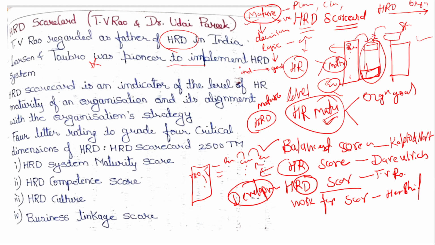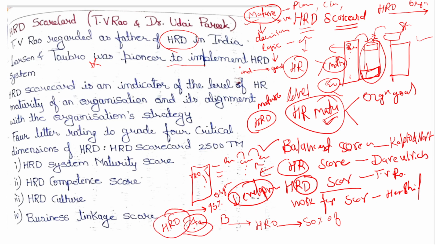the organizational goal. Now, let's understand: there is a company called A and B. A is a company which uses certain HRD mechanisms. By using these mechanisms, A was able to achieve 90% of the organizational goals, whereas B recently introduced HRD, or let's say it was having an HRD function, but it was only able to achieve 50% of the organizational goal. What does this mean? This means the HRD system being used in organization A is far more matured as compared to B. This is called HR maturity.